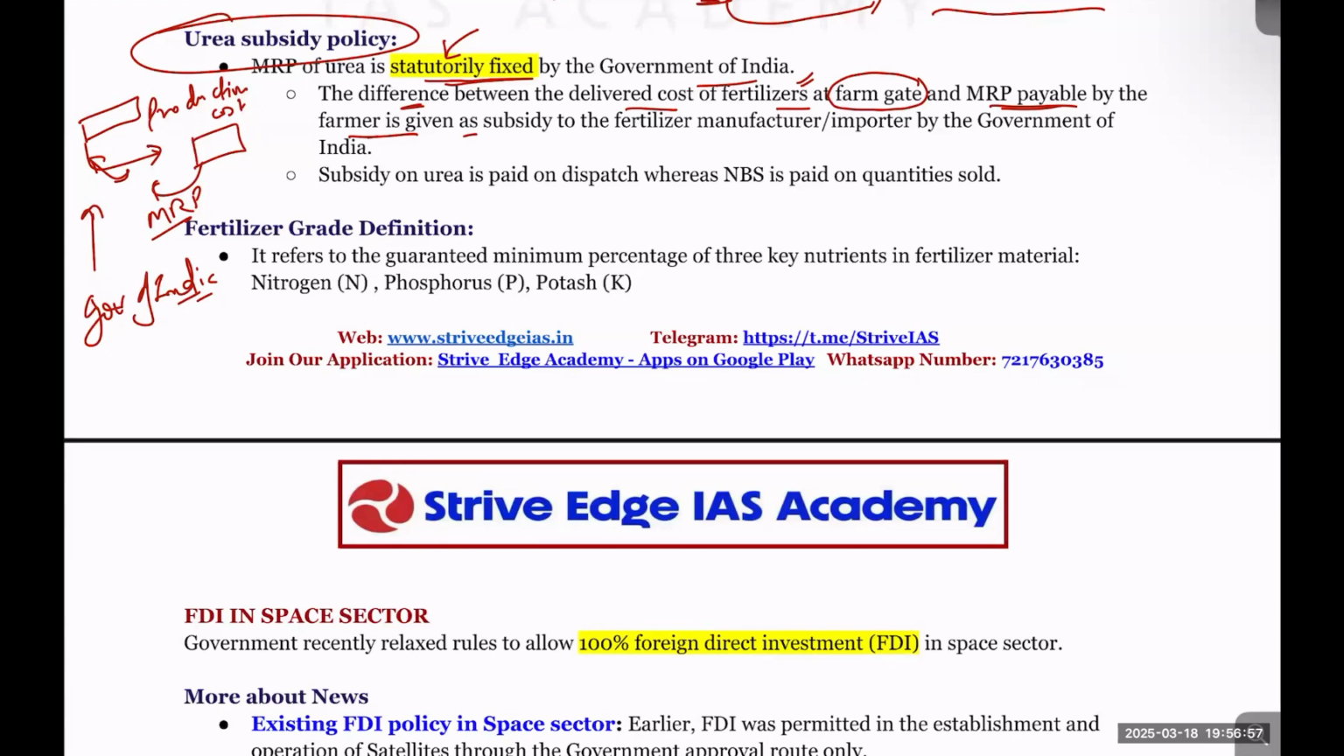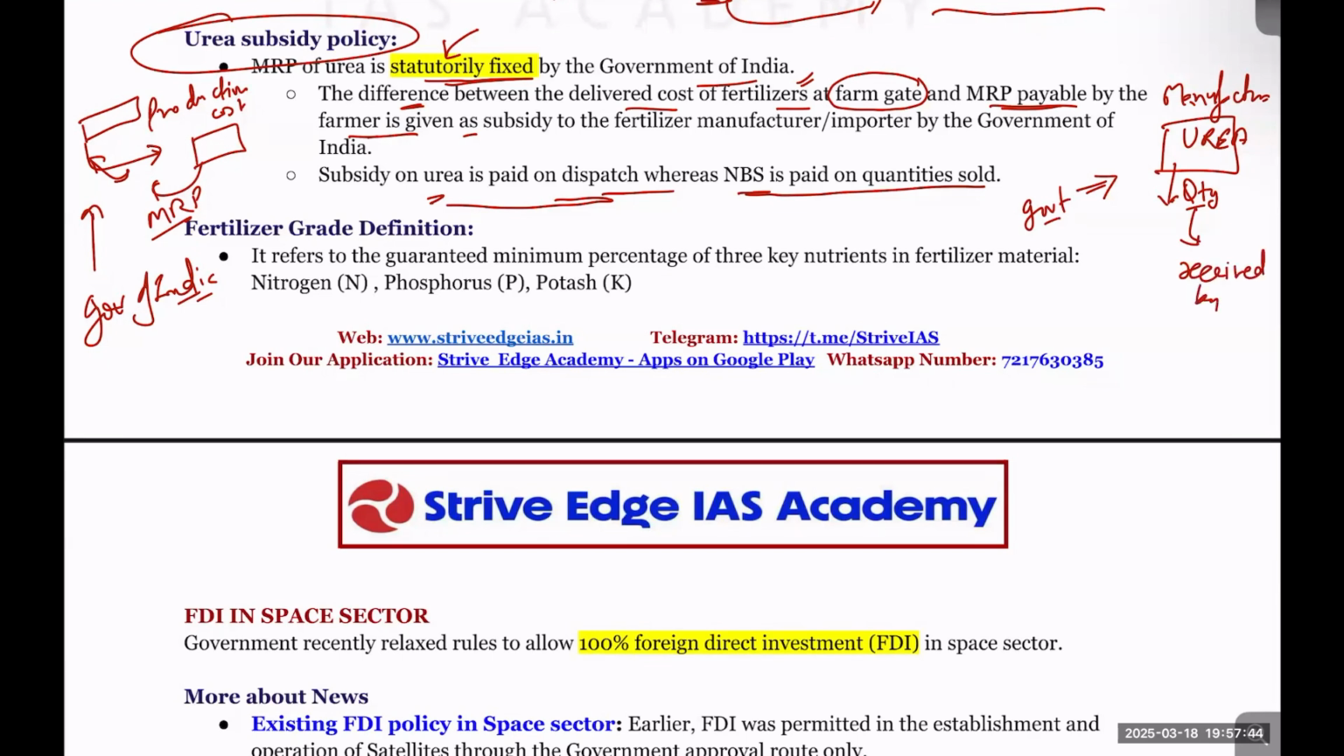Subsidy on urea is paid on the dispatch, whereas nutrient-based subsidy is paid on the quantity sold. You should remember what this actually means. Suppose there is a manufacturer of urea. The subsidy on urea will be paid on a dispatch basis. Whatever quantity is dispatched by the urea manufacturers, the companies, on those the subsidy will be given by the government, whether this quantity has been received by the farmer or not. So here the farmer doesn't come into play.